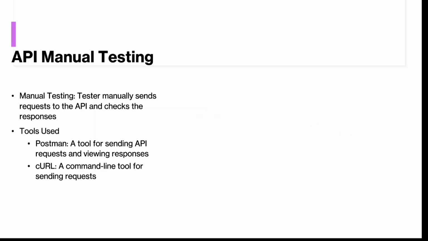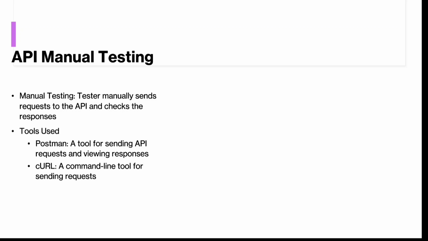Now, API manual testing. API manual testing is where a test engineer is able to test the API manually with the help of different manual tools like Postman or some kind of browser extension. The most popular tool here is Postman. With Postman we can send the request and view the response and status code.